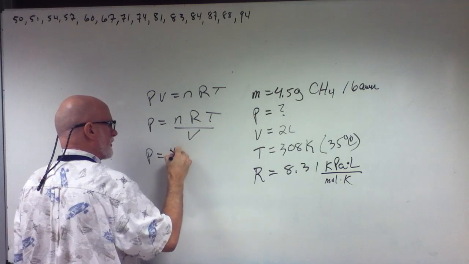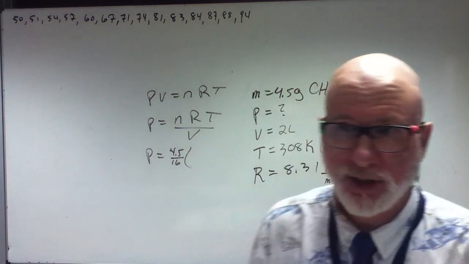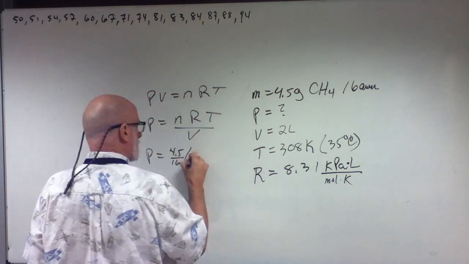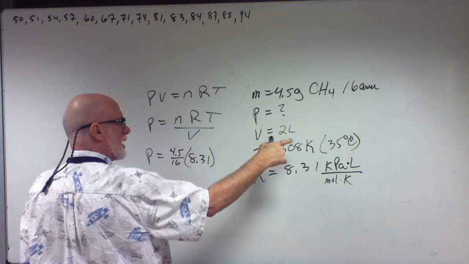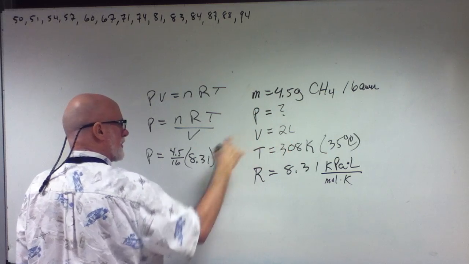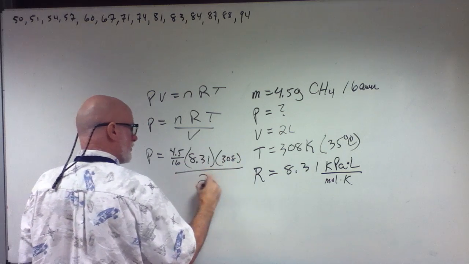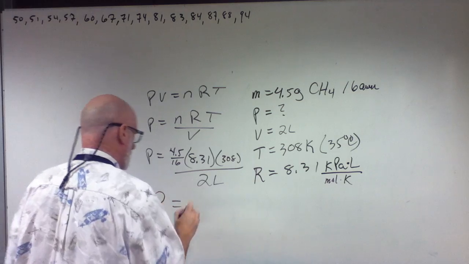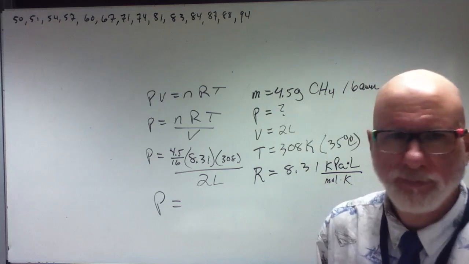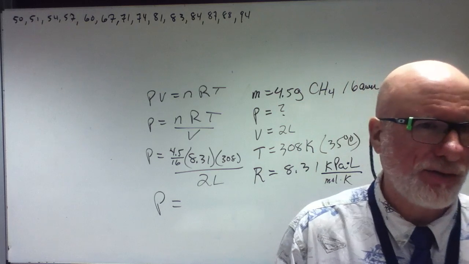4.5 over 16. Isn't that correct? Isn't that the number of moles? Yes. Mass over molar mass, right? Times R, which is 8.31, times T, which is 308, divided by 2. What do we got? What's P? Anybody?